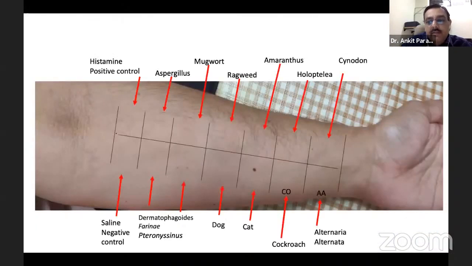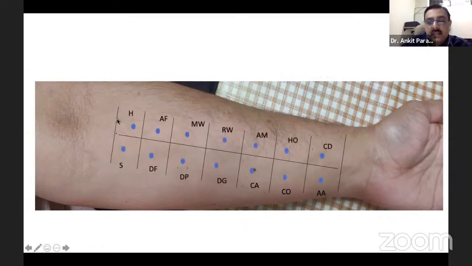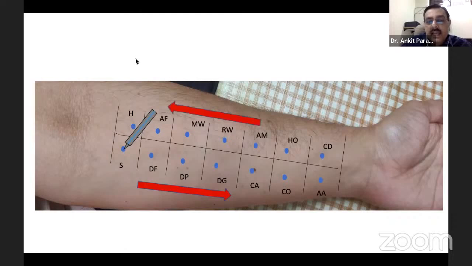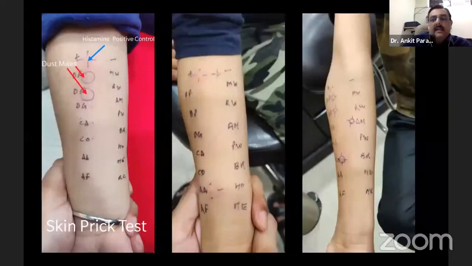So how we do it, we would mark the allergens starting with a negative control, these allergens in this order, and you have a positive control, which is a histamine. Then you put drops of these allergens, then you scratch them. Usually saline first, you go across, and at the end you would do histamine because histamine reacts fast. And you wait for 10 to 15 minutes and then you read the results. And this is just an example.